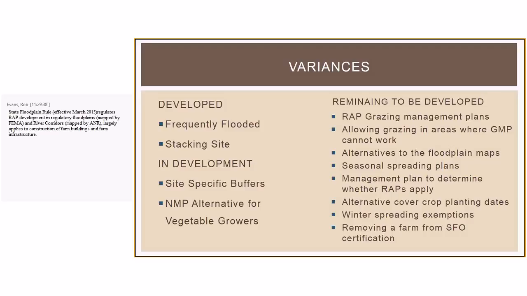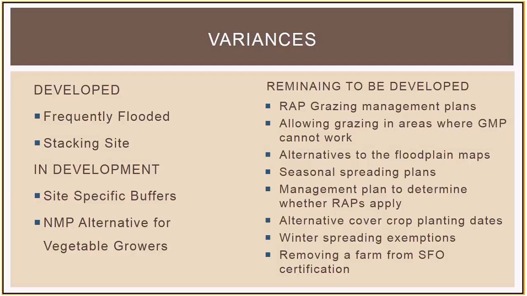sent a message. It says, State Floodplain Rule effective March 2015 regulates RAP development in regulatory floodplains mapped by FEMA and river corridors mapped by the Agency of Natural Resources. Largely applies to the construction of farm buildings and farm infrastructure. Yeah, so that's different from the frequently flooded classification and how that impacts how farmers are managing their fields. Okay. Yeah. With variances?